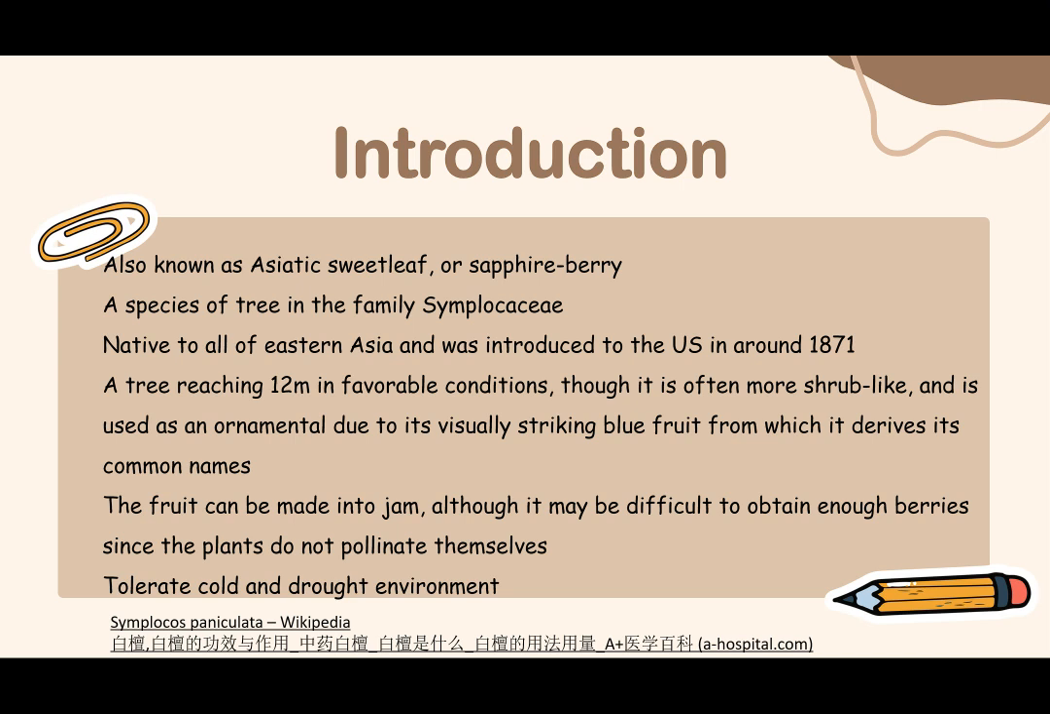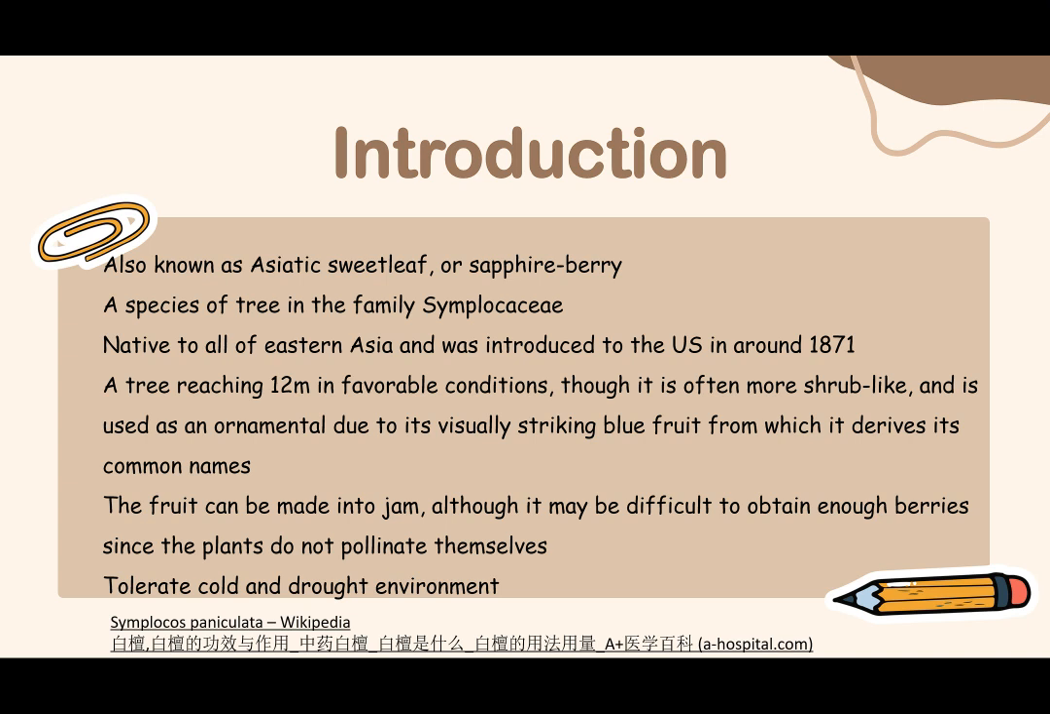SP is a species of tree in the family Symplocos, and it is native to Eastern Asia and was introduced to the US around 1871. It is a tree reaching 12 meters in favorable conditions. That means if the habitat of the SP is really good, the SP can reach 12 meters, really high, just as a tree. But it is often more shrub-like and is used as an ornamental due to its visually striking blue fruit, from which it derives its common names.